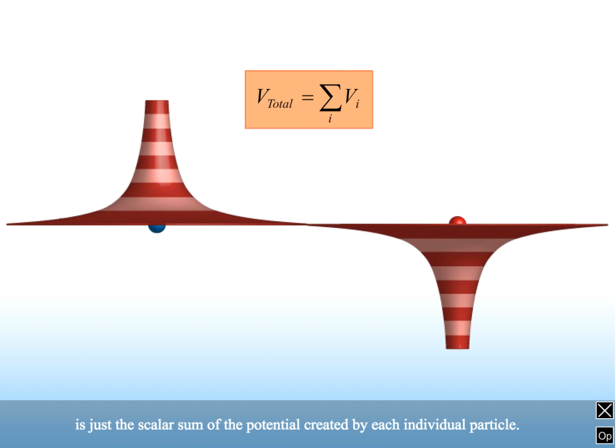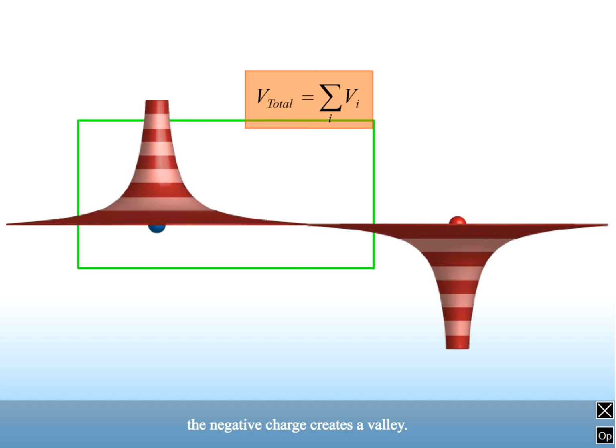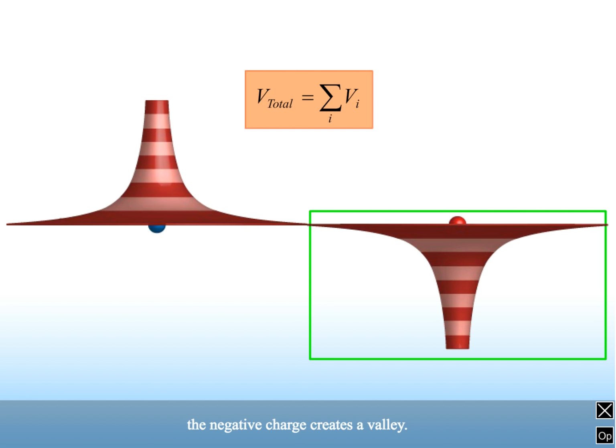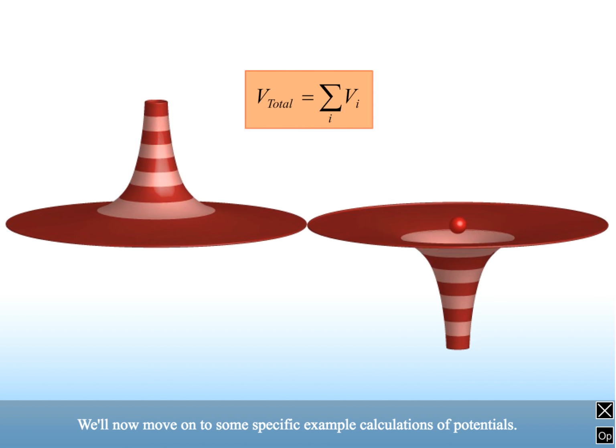Since potential is a scalar, the potential created by a combination of charged particles is just the scalar sum of the potential created by each individual particle. Here we see the potential created by an electric dipole. Note that while the positive charge creates a hill, the negative charge creates a valley. We'll now move on to some specific example calculations of potentials.